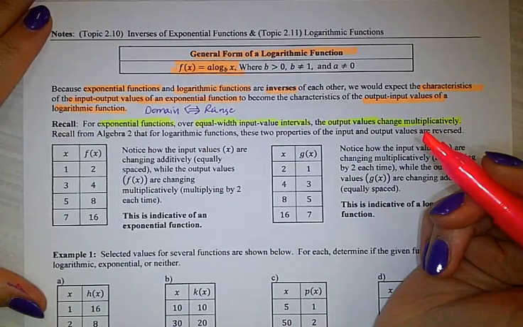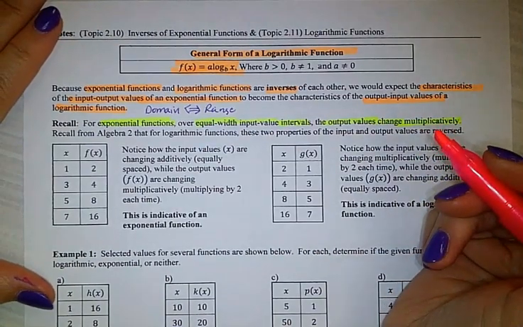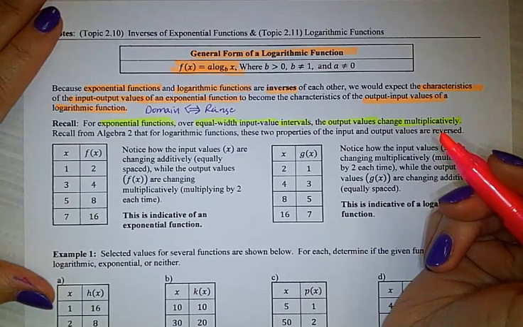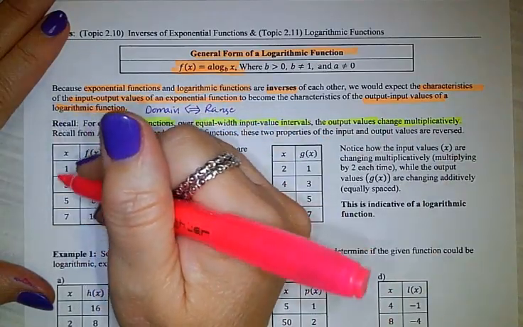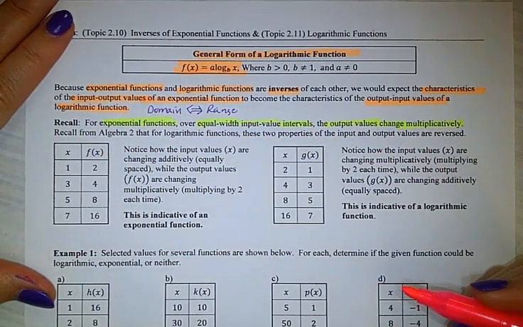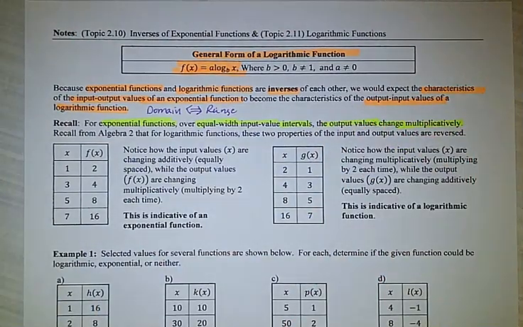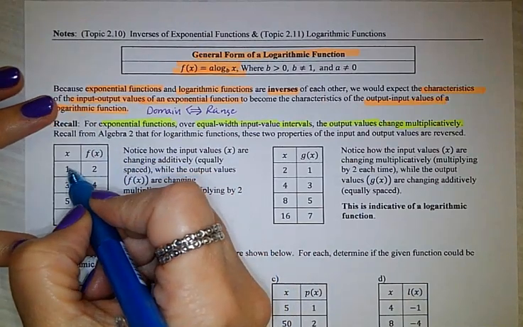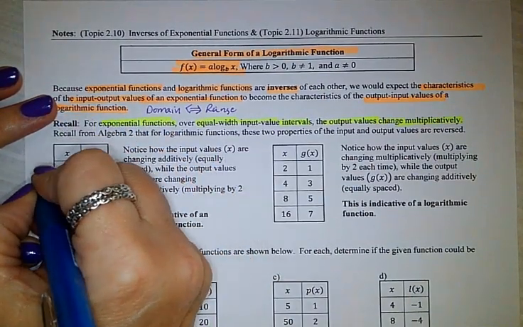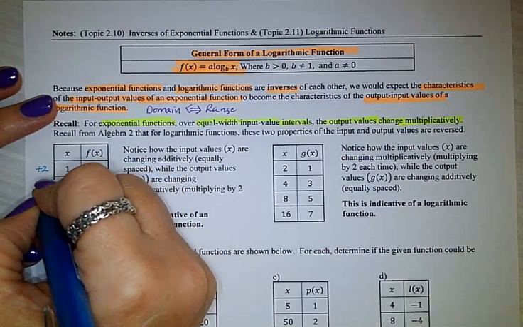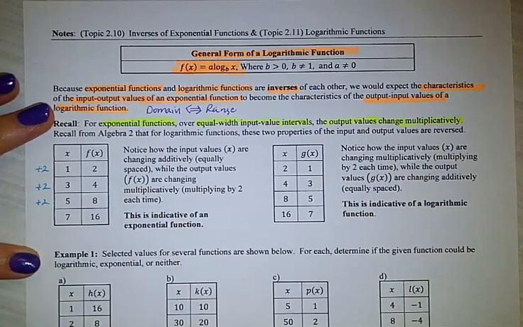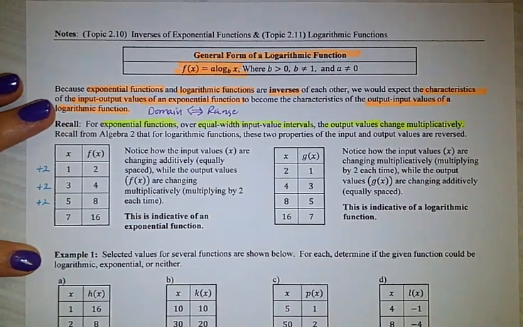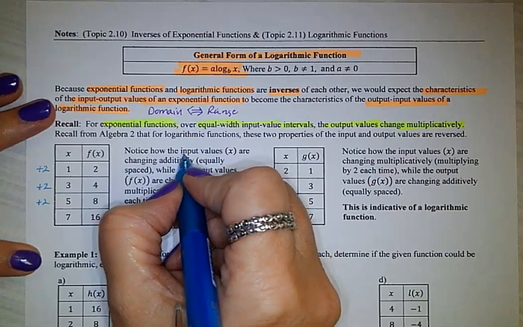Now we're going to see how the input values are changing and how the output values are changing. In this particular table, our input values are x and our output values are f of x. We're going to see if we can figure out what's happening to each of those. For instance, if I add 2 to 1, I get 3. If I add 2 to 3, I get 5. If I add 2 to 5, I get 7. So we can see that the input values are changing additively.